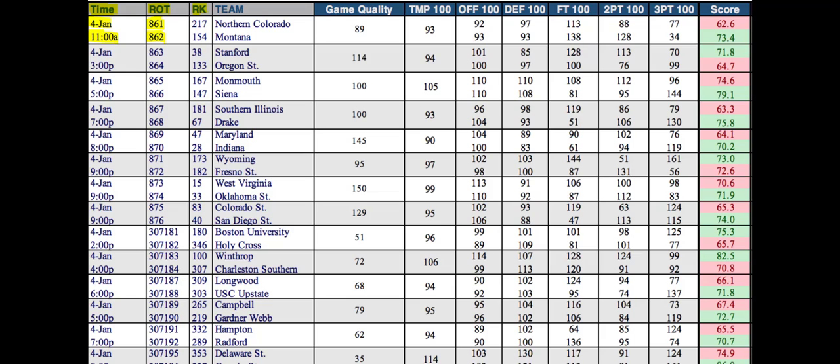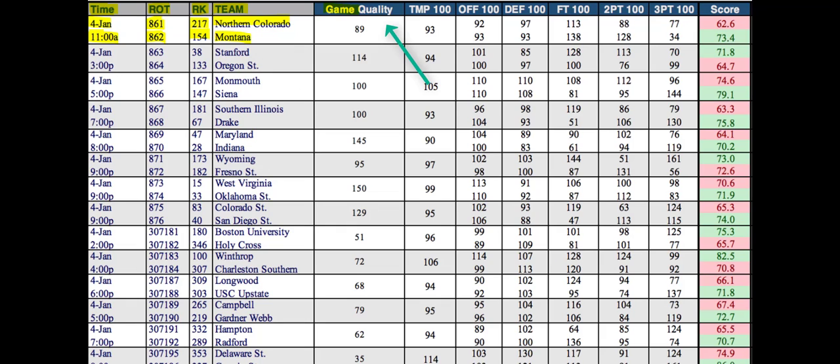This RK means how the teams are ranked in our model. So you see Northern Colorado is the 217th ranked team. Montana is the 154th ranked team. The team is obvious. It just tells you what the visiting team is, what the home team is.